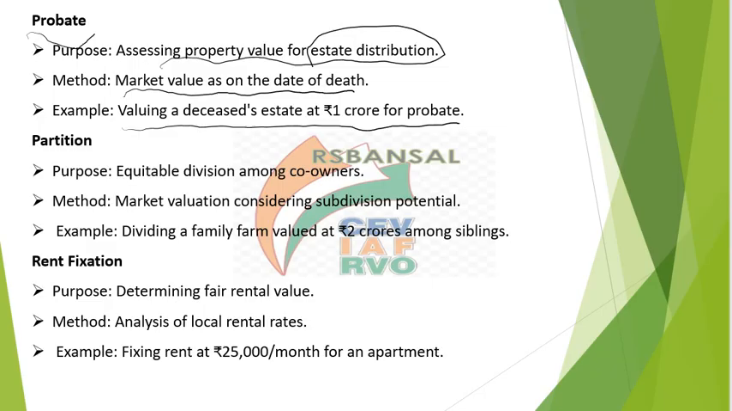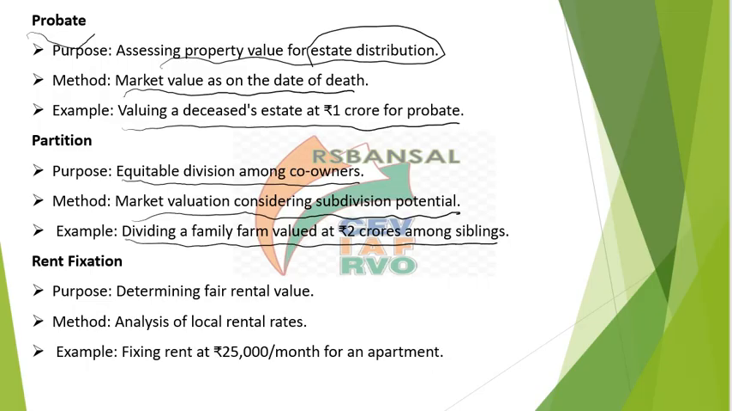Then for partition among co-owners, you have to do valuation, and the purpose here is equitable division among the co-owners. The method is market value valuation considering subdivisional potential. For example, dividing a family farm valued at rupees 2 crore among its siblings.